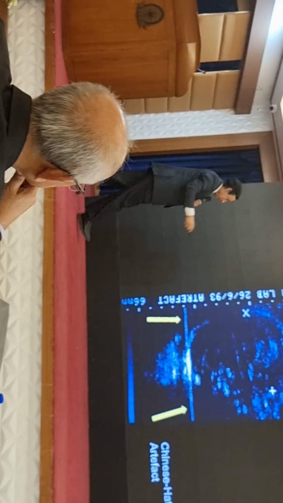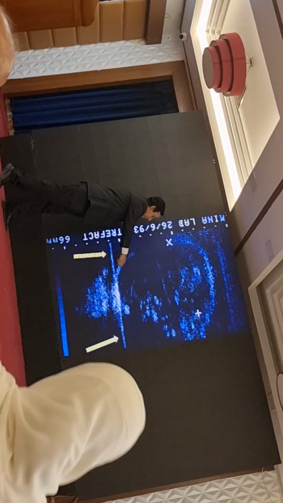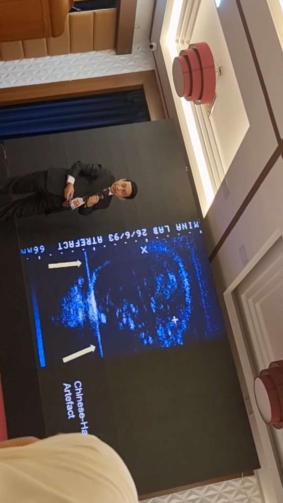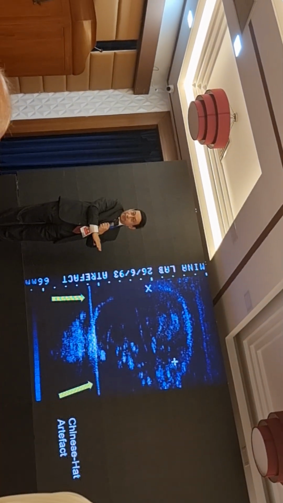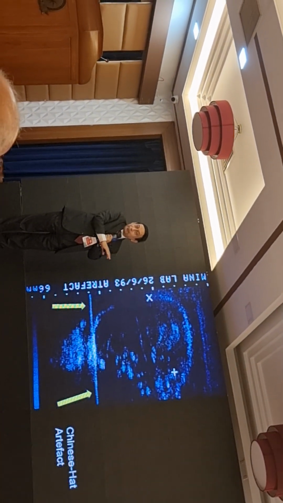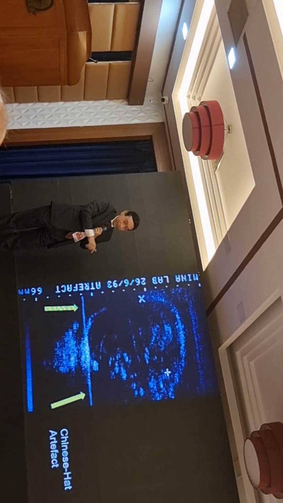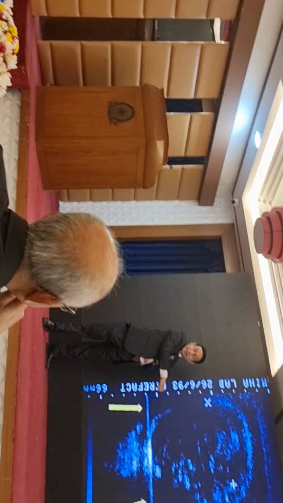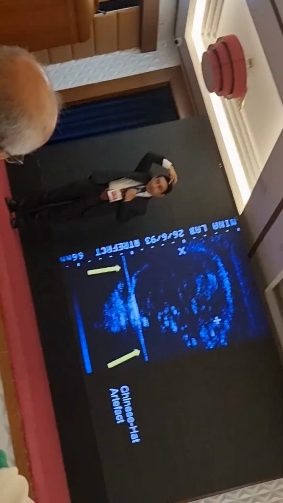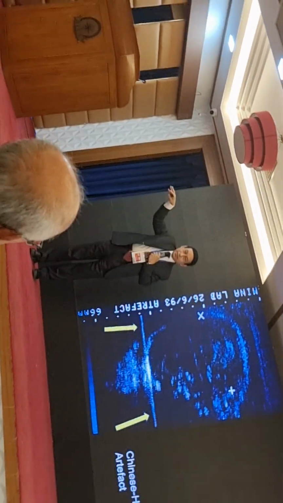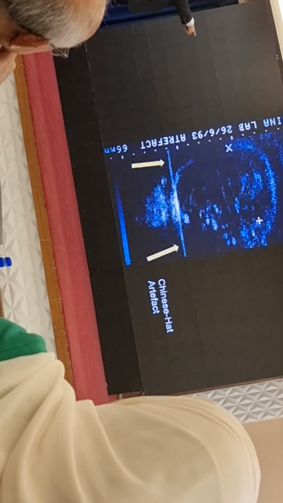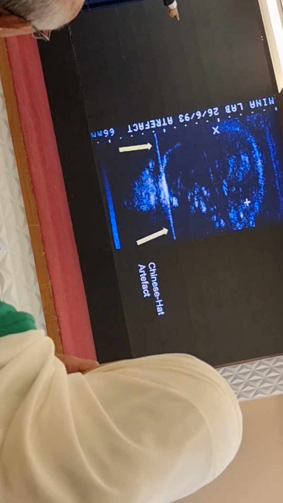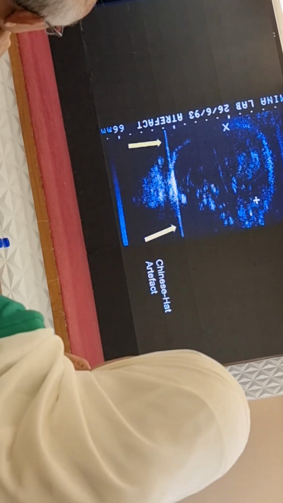This is another artifact. Very interesting. This is called Chinese hat artifact. Nowadays, you will not get this type of artifact. Very old type machines usually give this type of artifact. This is Chinese hat artifact. You know, some hat with such a size. This is a picture of 1996. Very old picture.